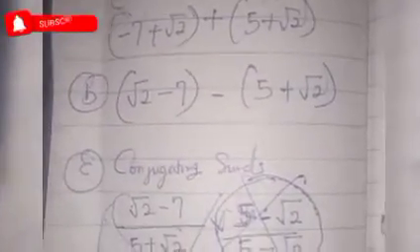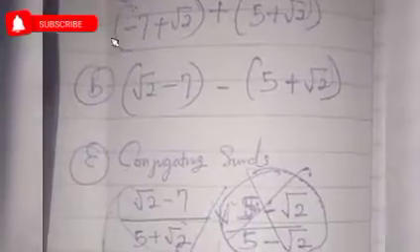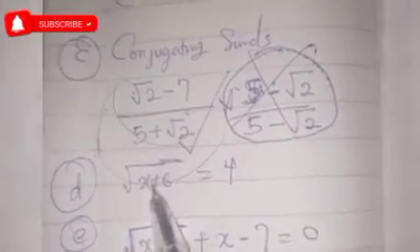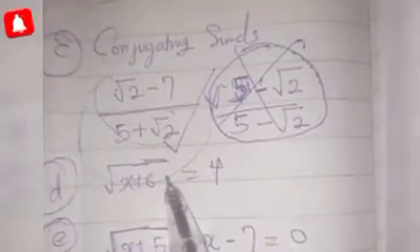Okay, now to the last subtopic here, which is radical equations. For example, you have the square root of x plus 6 equals 4. This kind of question is a radical equation, and this one also is a radical equation.